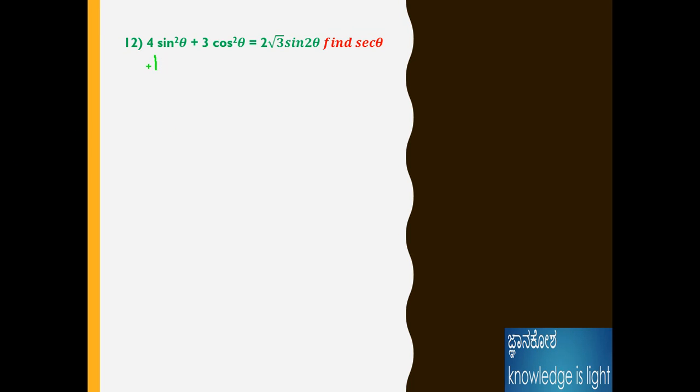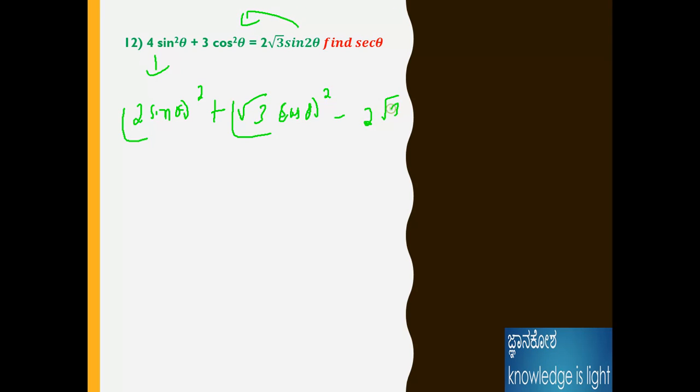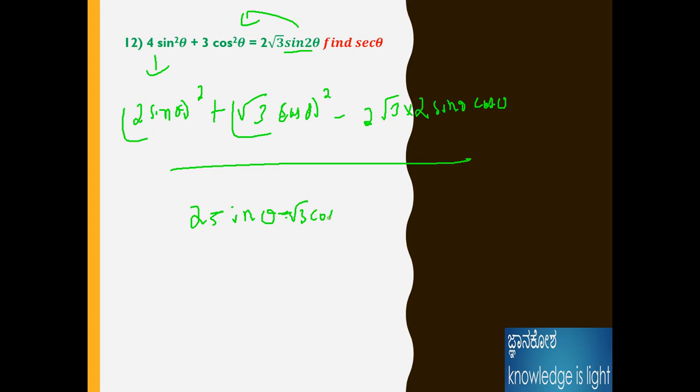I could write 2 sin theta the whole square. Understand? I could write root 3 cos theta the whole square, minus, shifting over to here, 2 root 3 sin theta cos theta, already I told, 2 sin theta cos theta. Fine. Now, to be sure, I have directly written the A plus B whole square formula, which is common. So 2 sin theta minus root 3 cos theta the whole square is equal to 0.